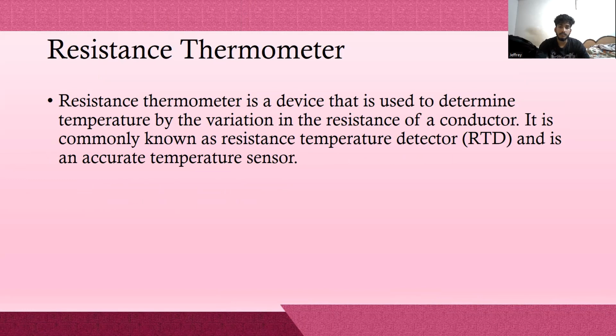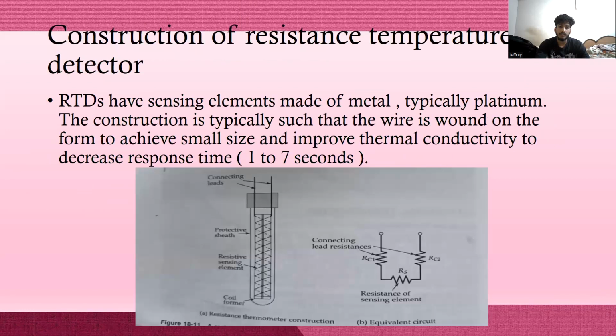A resistance thermometer is a device that is used to determine temperature by the variation in resistance of a conductor. It is commonly known as resistance temperature detector, RTD, and is an accurate temperature sensor. Construction of resistance temperature detector.